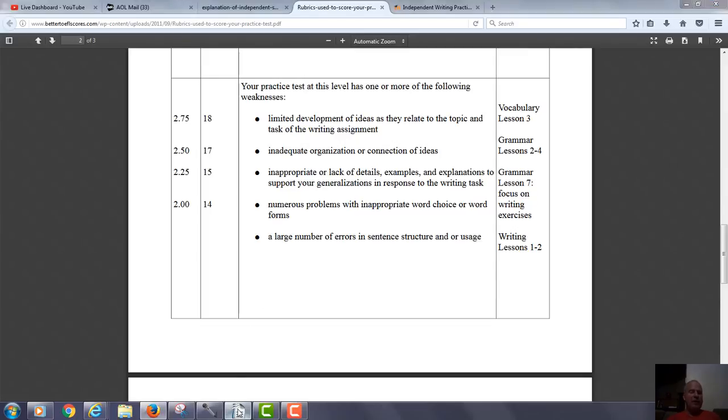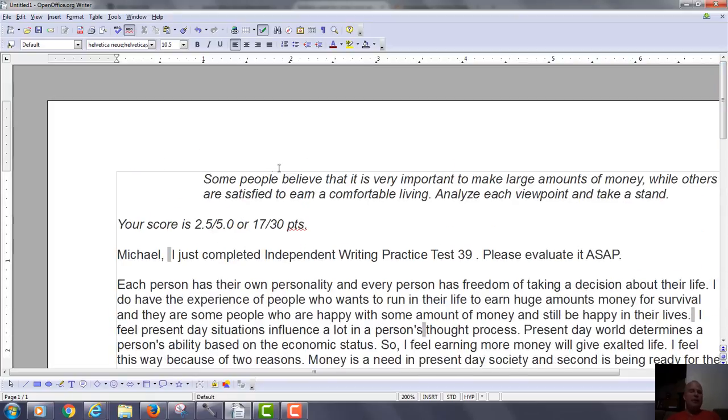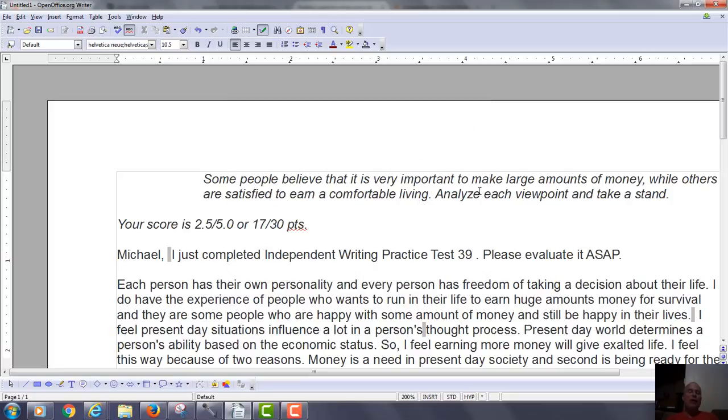So why am I saying that? It says in the writing prompt here, some believe it's very important to make large amounts of money, while others are satisfied to earn a comfortable living. Analyze each viewpoint and take a stand. So in order to get a high score here, it's important to discuss the 2 positions first. That means talk about why some people want to make a lot of money, and then in another paragraph talk about how others want to just earn a comfortable living, and then you take your position.